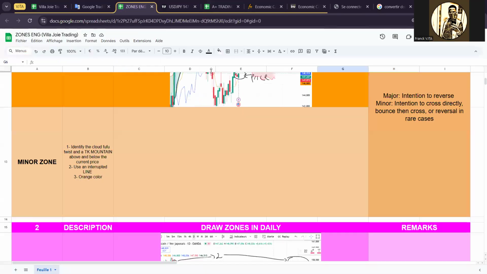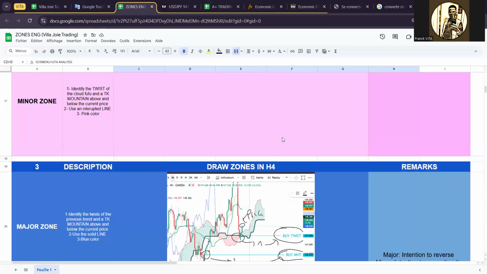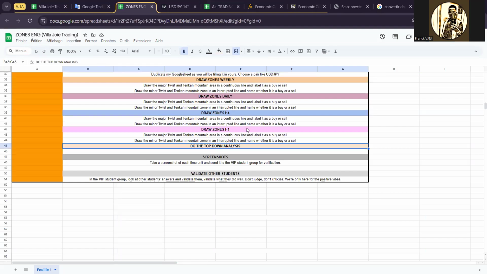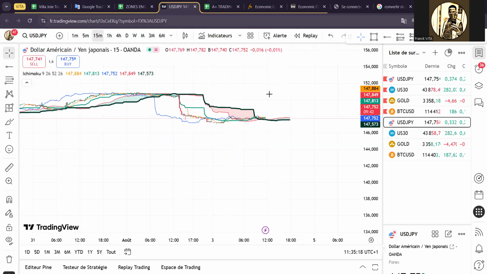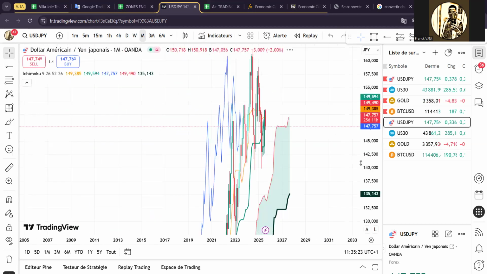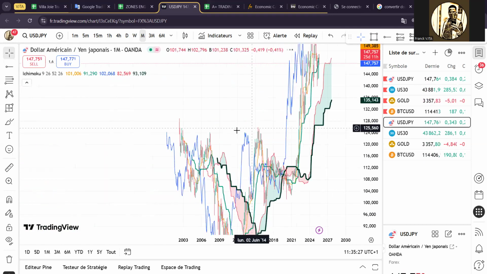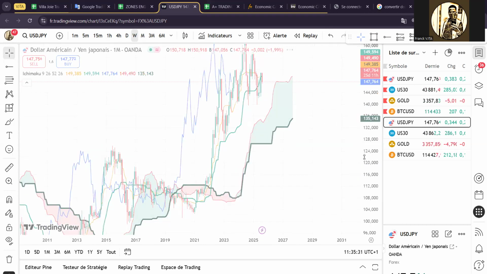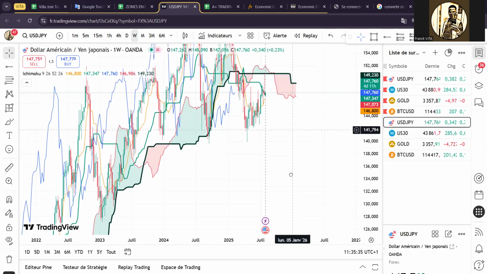So with that said, let us now do the top-down analysis using zones. Let us start from weekly. I will not start from monthly because it will be too big. By the time you reach monthly, this monthly zone is too far below here. I'm not even sure that we will go back there within the next year. So let us start with weekly.